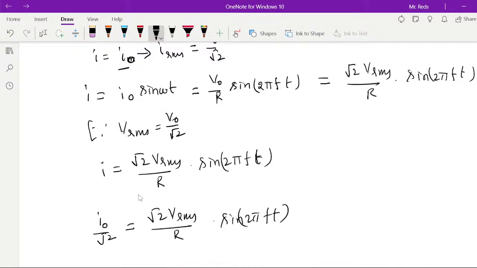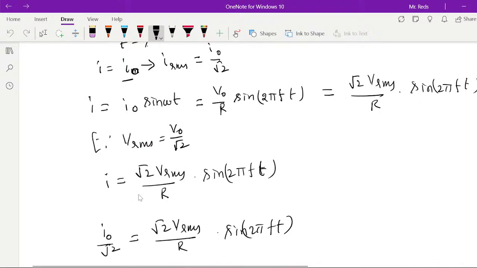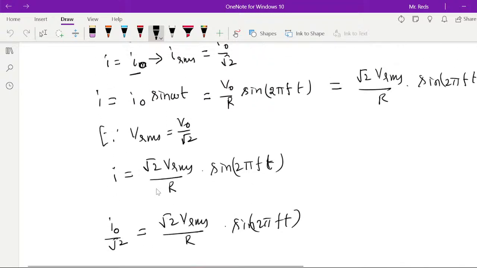So what you have to do here is, you can keep this I naught as it is here, with no need of bringing in all these things. And simplify this further, as I naught is anyway not given.